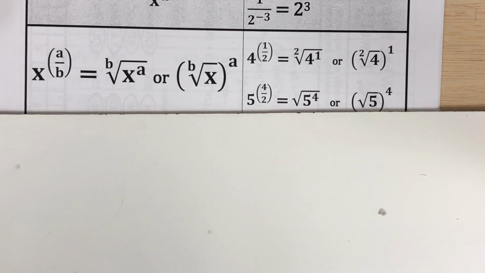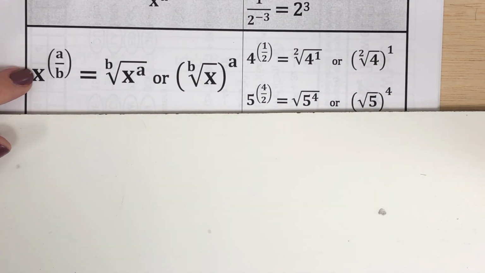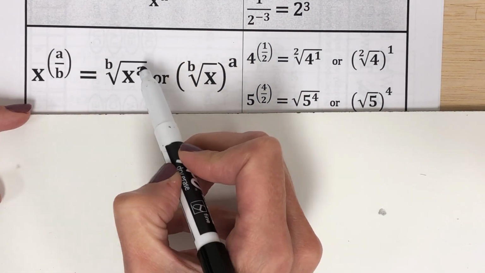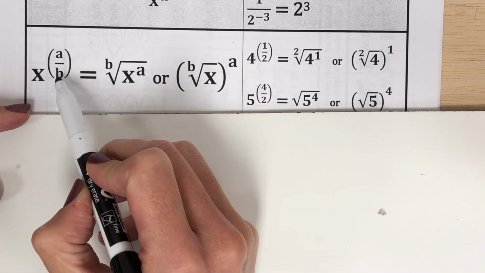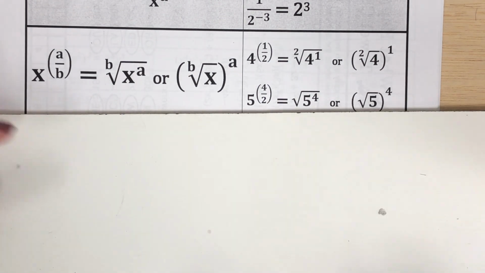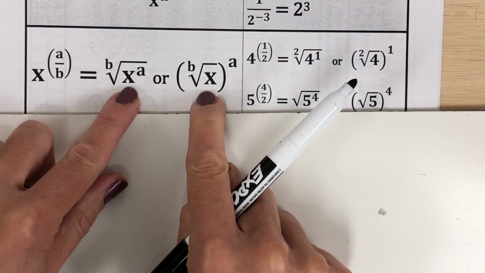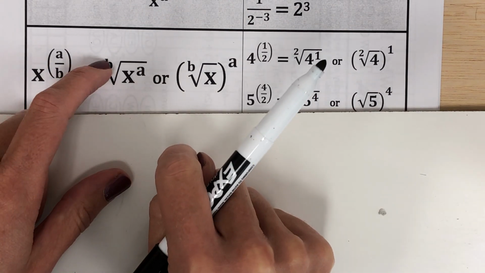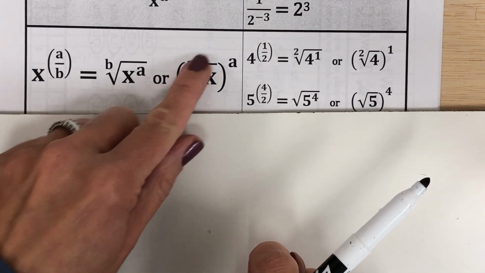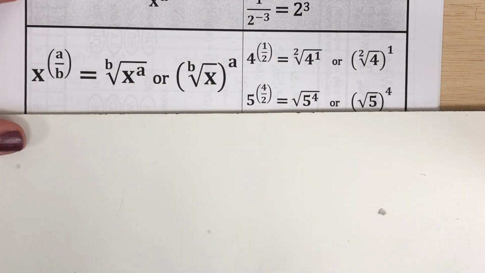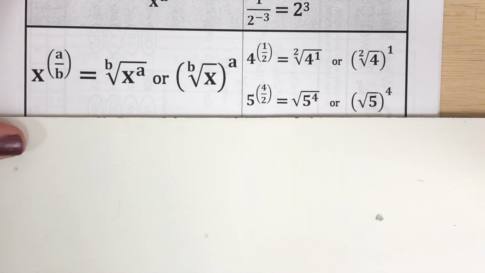And then, last but not least, when we have a base taken to a fractional exponent, the numerator is your power and your denominator is your radical, or your root, what you could call it. And you can write it either of these two ways. You can have your power inside of your radical, or you can have your radical inside of your power. Both of them will work, kind of depends on which way is easiest for whatever problem you're doing.